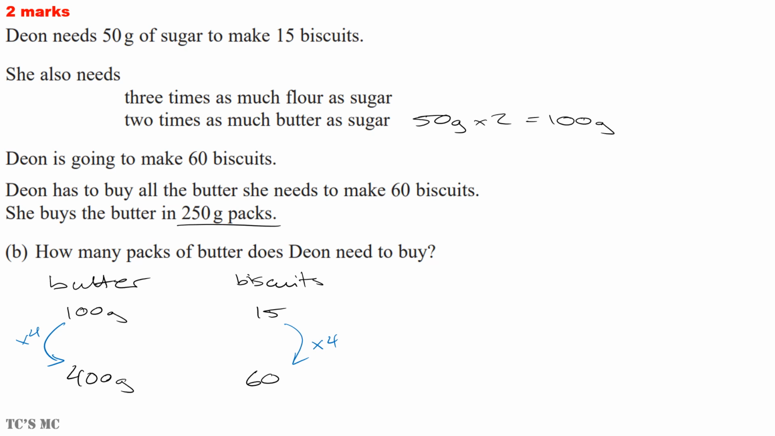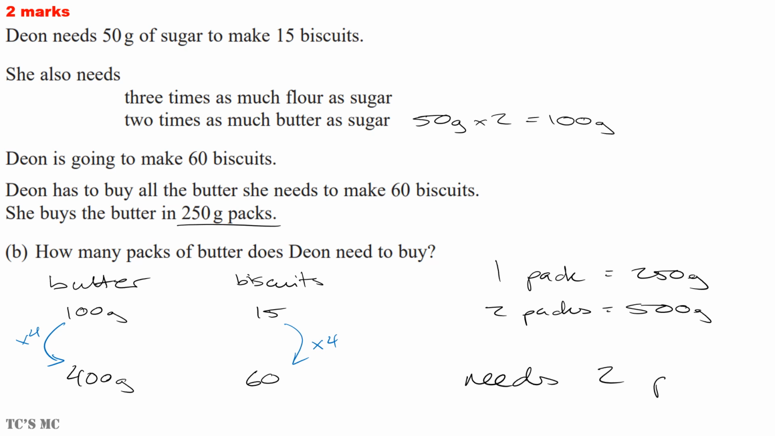But remember, she's buying it in packs of 250. So now we're going to say 1 pack is 250 grams, 2 packs is 500 grams. And then we don't need to go on. We can just stop there, and we can say that she needs 2 packs. And that is perfectly fine. And there's your 2 marks.